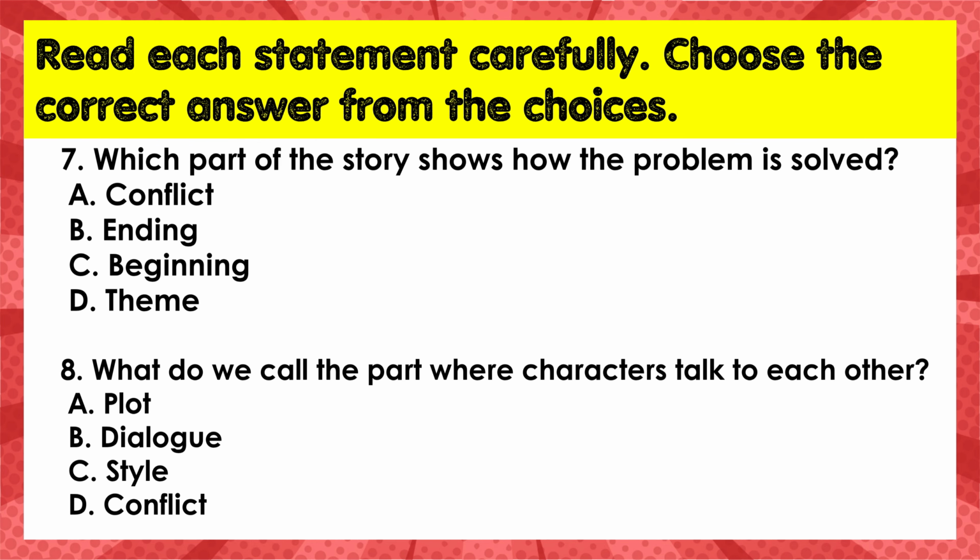Number 7. Which part of the story shows how the problem is solved? Letter A. Conflict. Letter B. Ending. Letter C. Beginning. Or letter D. Theme. Number 8. What do we call the part where the characters talk to each other? A. Plot. B. Dialogue. C. Style. Or letter D. Conflict.